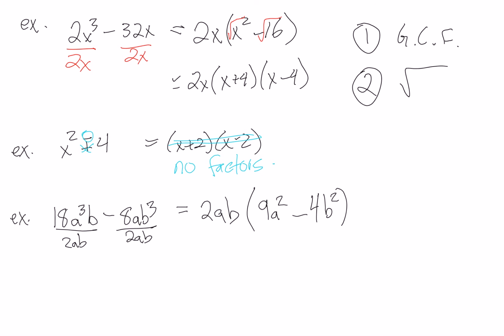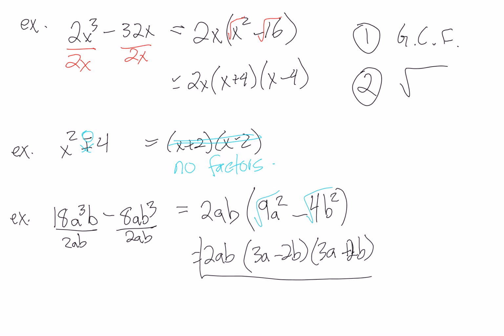So now we can square root both of them. So our final answer is 2ab times 3a minus 2b and 3a plus 2b. So it doesn't matter whether you put the plus or minus first, order doesn't matter. You just need to remember the common factor and then do the square root factoring second, if possible. Sometimes you'll just get common factoring, sometimes you'll just get square root, sometimes you'll get both. And that's all.